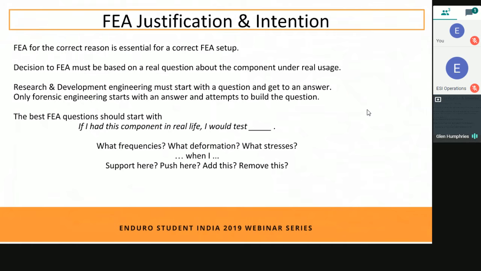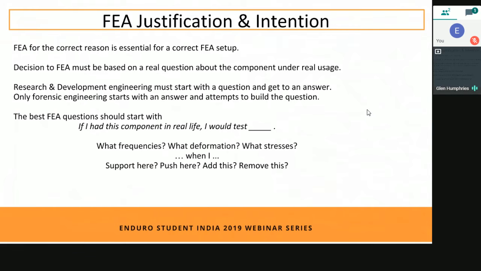FEA, justification and intention. So, long before we get to any of the nitty-gritty details of FEA, so when we're looking at loads and forces and meshes, we want to go right back and ask, can we justify the FEA, and are we doing it with the right intention? Are we doing it for the right reason? So doing an FEA for the correct reason is essential to get the setup of your FEA right. It all needs to be about why you're doing this. So it must be based on a real-world question about the component under real-world usage.